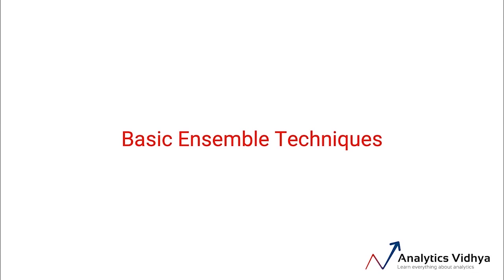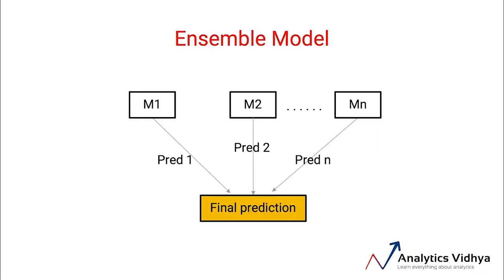As we saw in the last video, ensembling is nothing but the technique to combine several individual predictive models to come up with a final predictive model. So in the example which we discussed, M1 to Mn were individual models which were giving predictions 1 to prediction n respectively, and we combined them to come up with a single model. Now the question is, how do we do this combination? There are several techniques to do this, and this is where the art of ensembling comes into picture. So let's start by understanding some of these basic techniques.